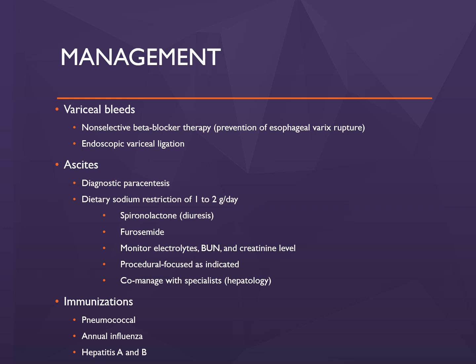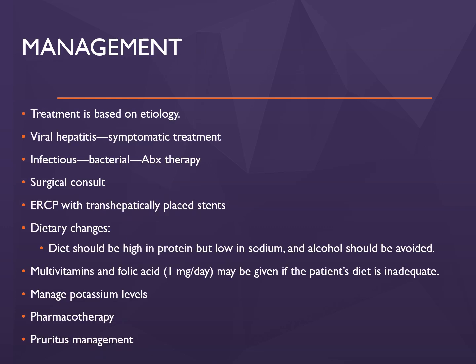If they have ascites, these patients are definitely going to be seen by the GI specialist or hepatologist. If necessary, that hepatologist may do a paracentesis, restricting their sodium intake to less than 2 grams a day, monitoring their electrolytes, sometimes putting them on spironolactone, a diuretic, and furosemide, both, to help reduce their fluid retention. Immunizations as appropriate, which include pneumococcal vaccine, influenza, and vaccine for Hep A and B if necessary.